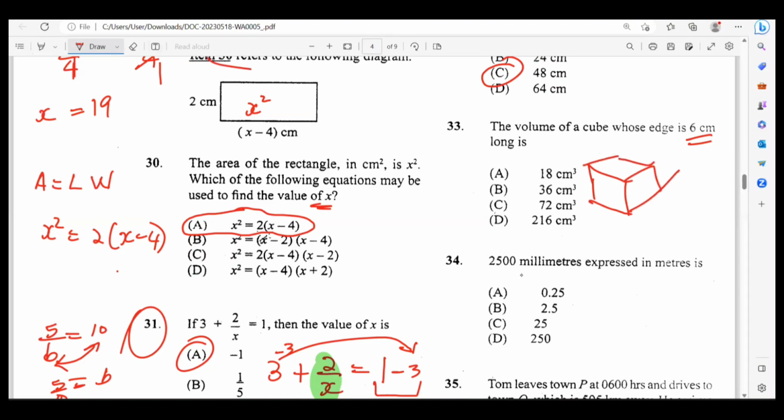So what they're saying here is, listen, what we got here is 6 and 6 and 6. Volume is the length times the width times the height. 6 times 6 is 36, and 36 times 6 again: 6, 18, and 21. So we're getting 216.